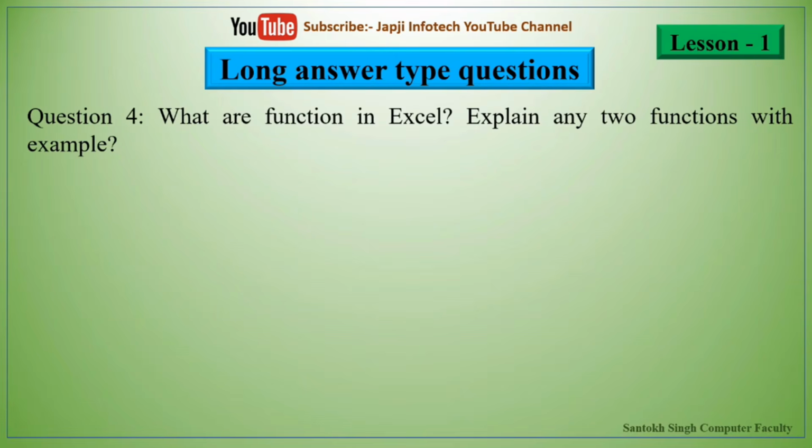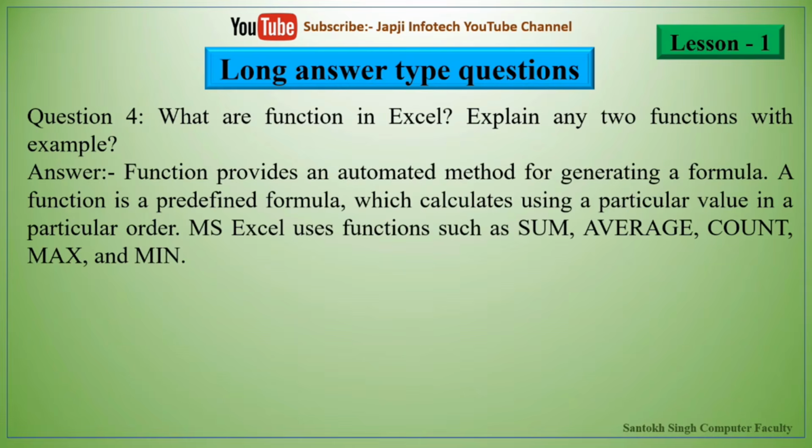So the fourth question is, what are functions in Excel? Explain any two functions with example. A function provides an automated method for generating a formula. A function is a predefined formula which calculates using a particular value in a particular order. MS Excel uses functions such as sum, average, count, max and min.